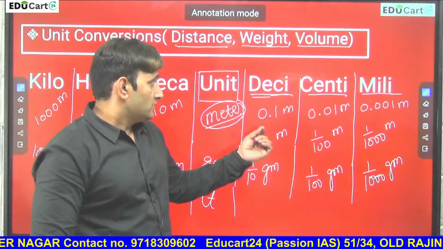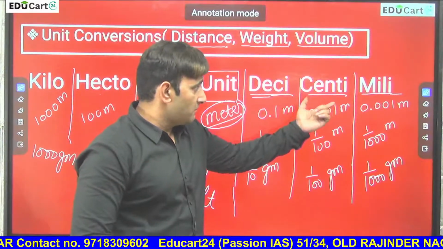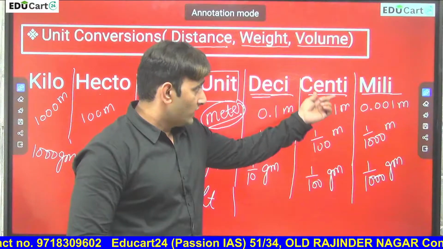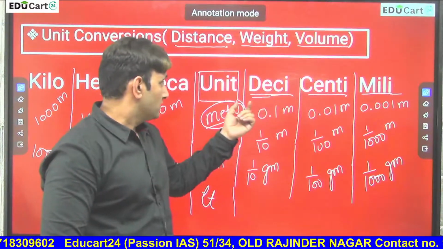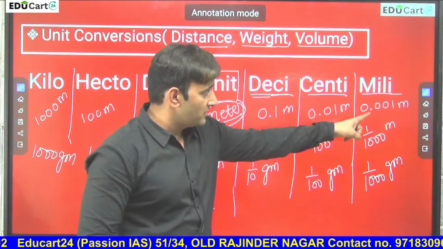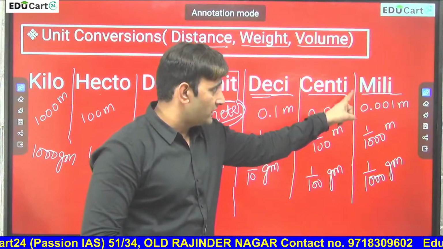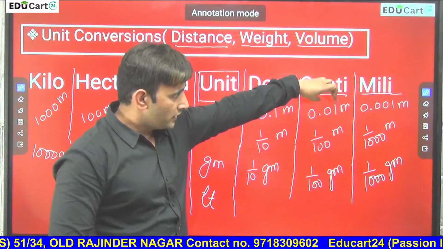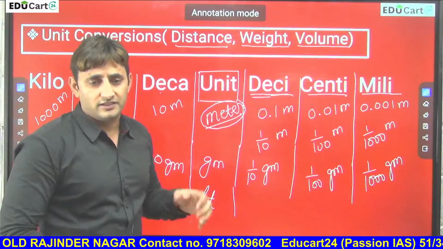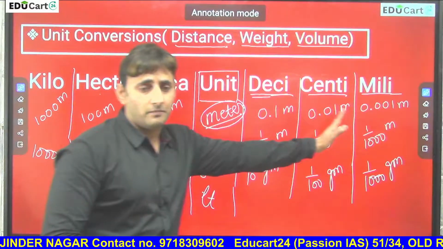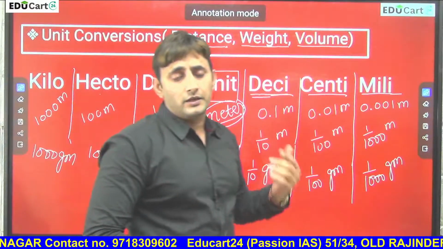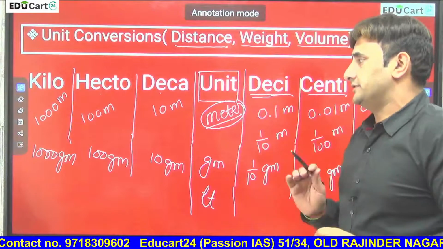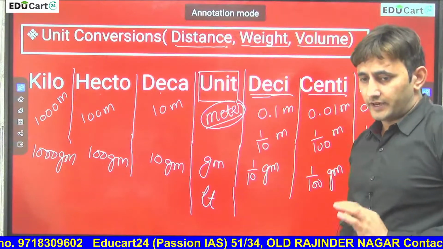Similarly, my dear, 1 centimeter means I can say 1 centimeter is 10 times of millimeter. Tell me, is it clear? So when you are going from left to right, it will keep on multiplying by 10. Clear hai beta?